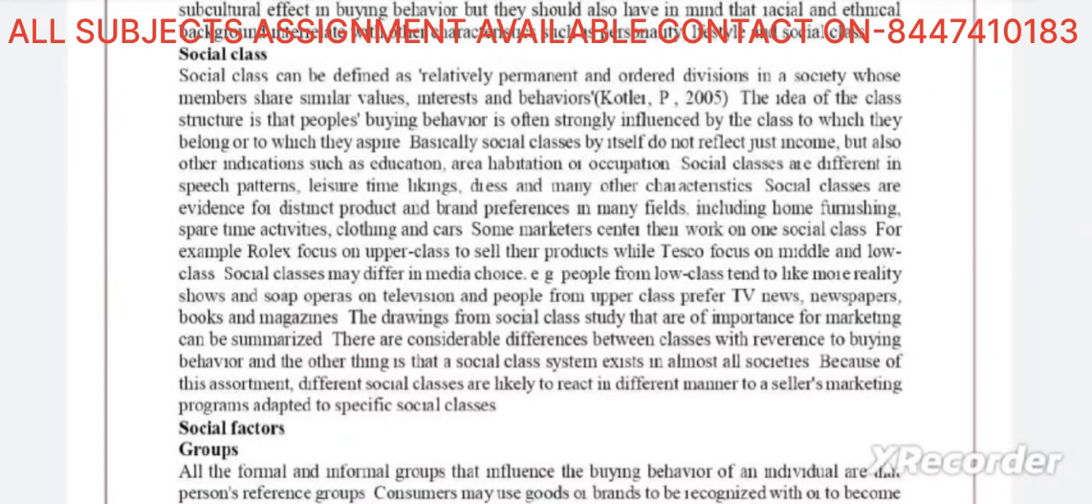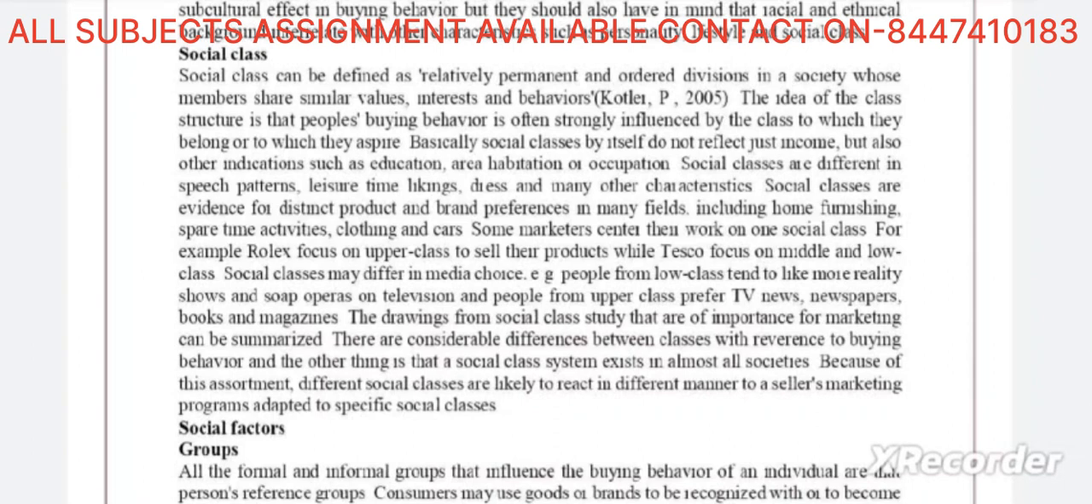Now, social class. Social class can be defined as relatively permanent and ordered divisions in a society whose members share similar values, interests, and behaviors. The idea of the class structure is that people's buying behavior is often strongly influenced by the class to which they belong or to which they aspire. Basically, social classes by themselves do not reflect just income, but also other indications such as education, area of habitation, or occupation. Social classes are different in speech patterns, leisure time activities, dress, and many other characteristics.